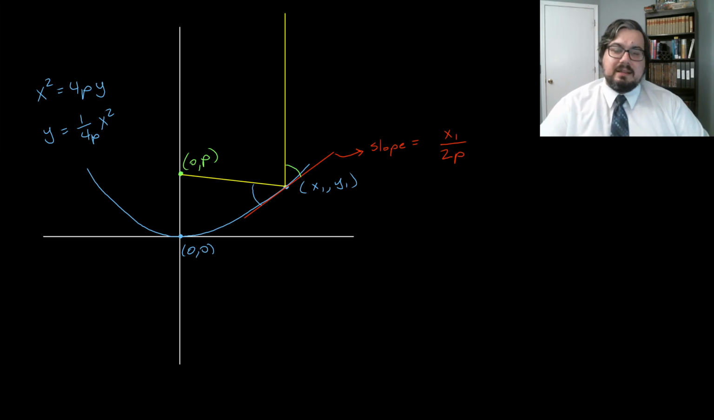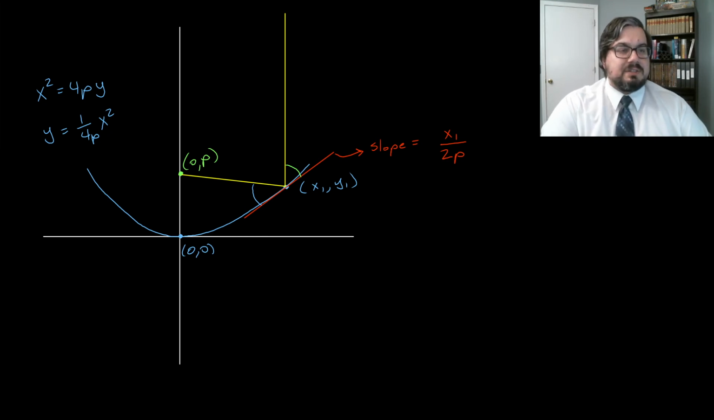This depends on x1, so as you move further away from the origin, the slope gets steeper and steeper and steeper, which should hopefully be intuitive, but we can get a formula for the slope of this line pretty easily.